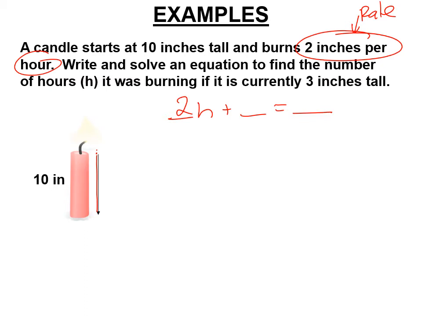They get shorter and shorter. And so anytime you're going down, that rate is going to be negative. The rate there is negative 2 inches per hour because it's going down 2 inches per hour. That's what this arrow here was trying to clue you in.